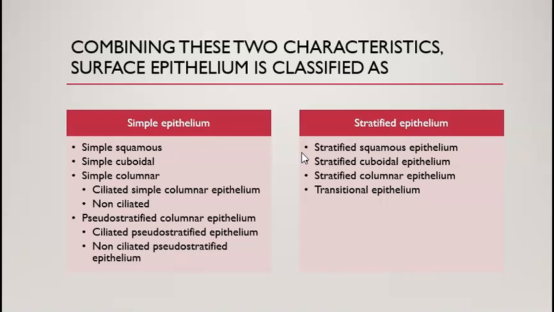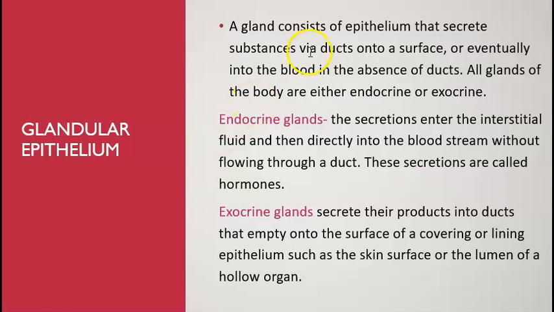The second main classification of epithelium is glandular epithelium. That is, they are found as glands which secrete secretions or hormones. So what are glands? A gland consists of epithelium that secretes substances. What are the two ways of secretion that you should know? Either they are secreted into ducts. Ducts are small, hollow, tube-like structures through which the secretions come out. Sometimes these secretions are secreted directly into the bloodstream.